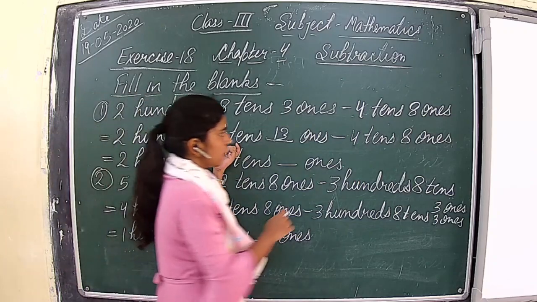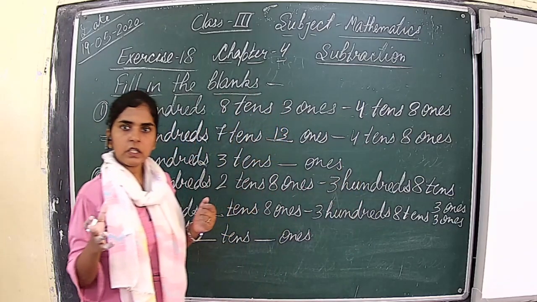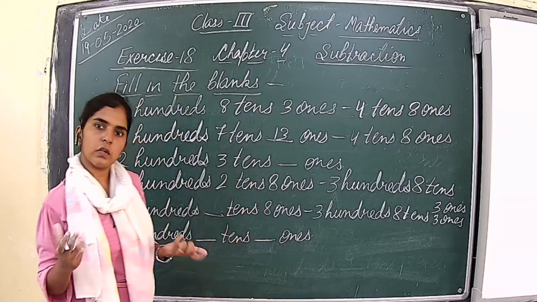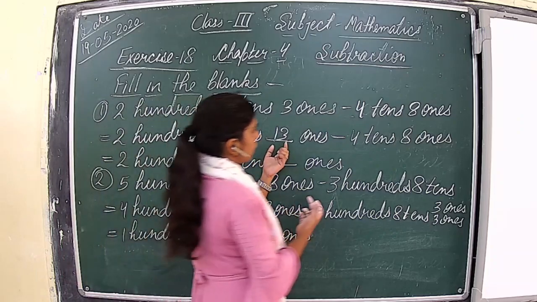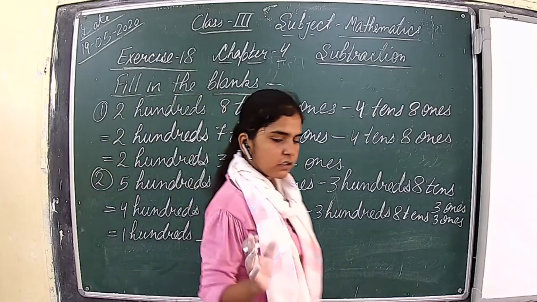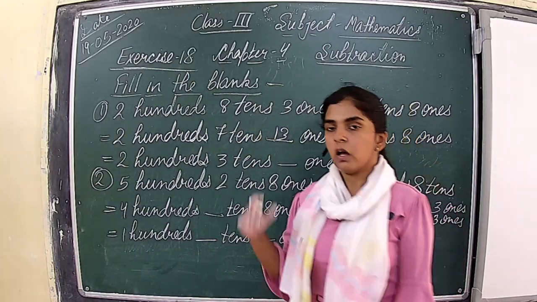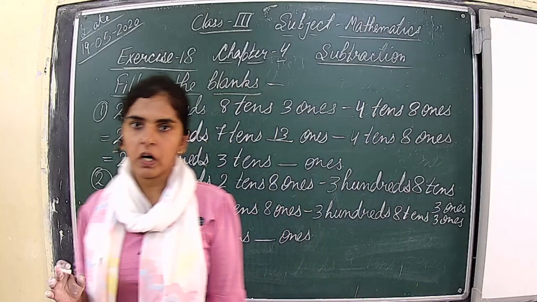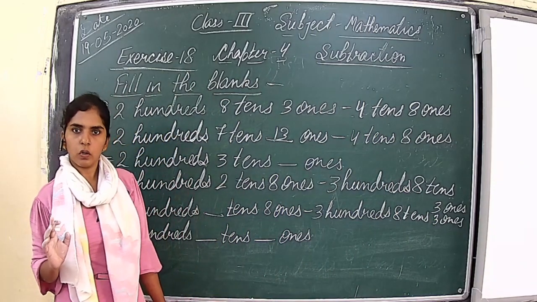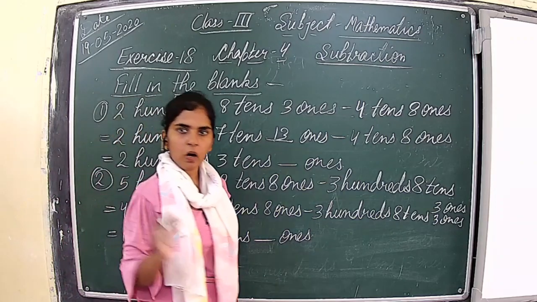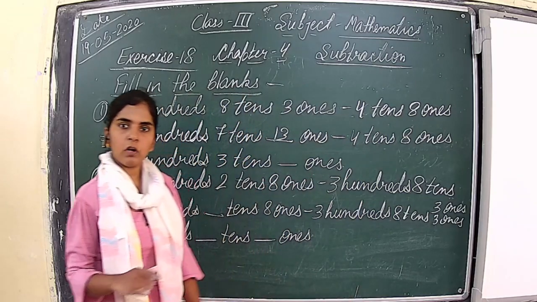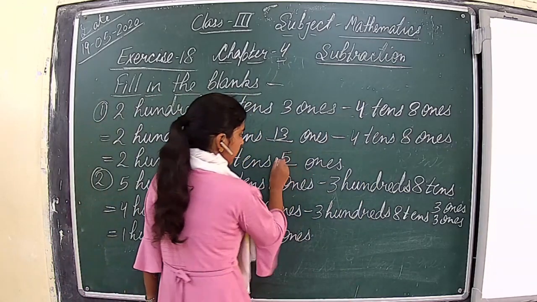Now, 7 tens minus 4 tens is equal to 3 tens, right? 7 minus 4 is equal to 3. Now 13 ones minus 8 ones. Remember students, tens will always be subtracted from tens, ones will always be subtracted from ones, and hundreds will always be subtracted from hundreds. So 13 ones minus 8 ones. 13 minus 8 is equal to 5. So there will be 5.